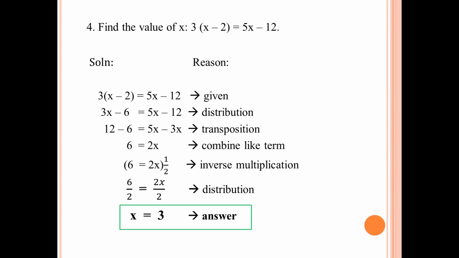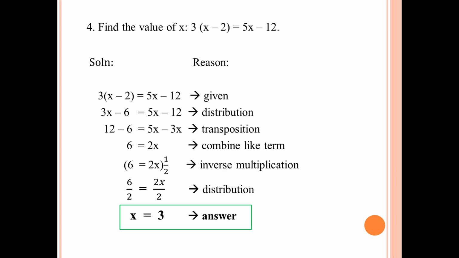If we want to check whether our answer is right, let us use the value of x, which is 3, and substitute it to the original equation. So we have 3 times 3 minus 2 equals 5 times 3 minus 12. So we know 3 minus 2 is 1. 1 times 3 is 3 on the left side. On the right side, 5 times 3 is 15 minus 12, which is also 3. So we need to say the value of x, which is 3, satisfied the given problem.